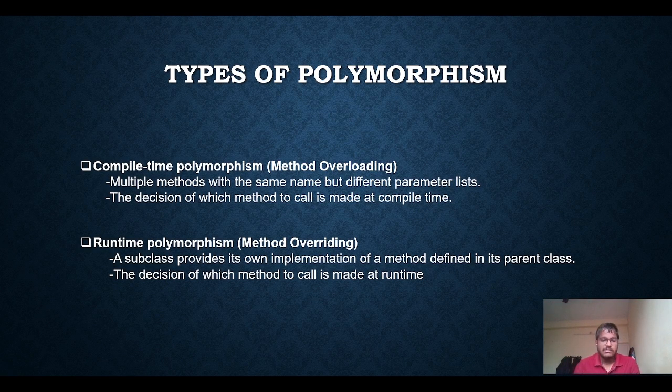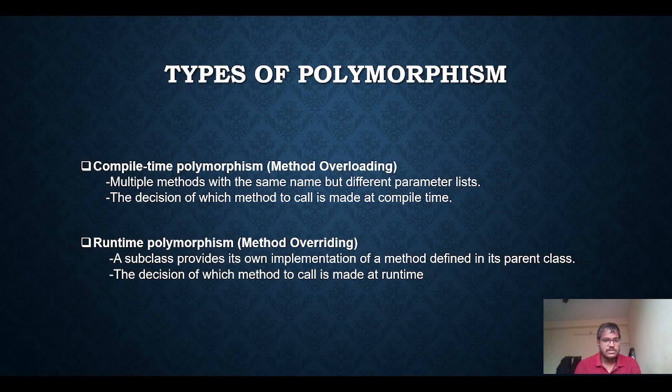In one class, multiple methods are there with the same name but with different parameters, then that is called method overloading. The next point is that the decision of which method to call is made at compile time. What does that mean? Which method to call will be decided at compile time. When you do javac filename.java, at that time which method to call will be fixed. So this is the concept of compile time polymorphism.